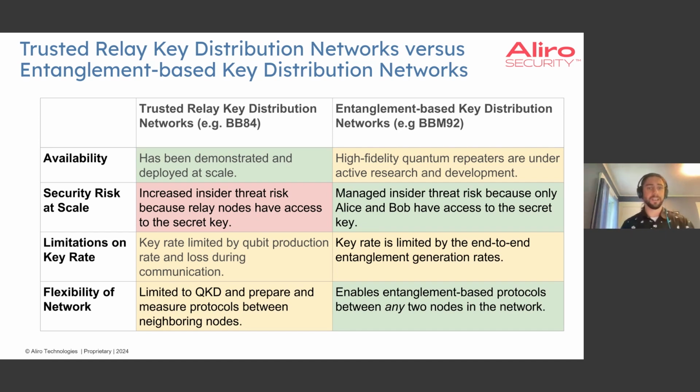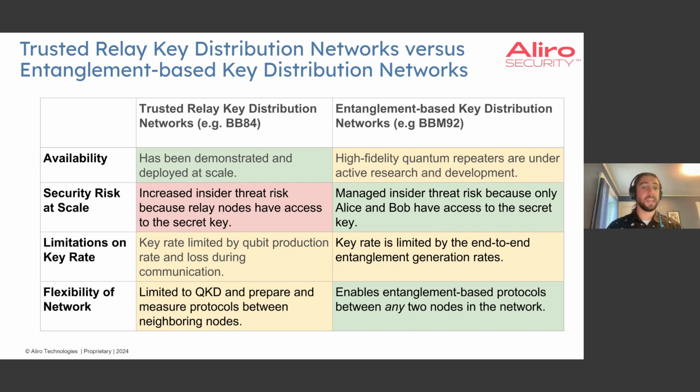The second row addresses security risk as the network scales. On the trusted relay distribution, you actually need to have all these intermediate relays have access to the secret key, meaning that this does not scale, as the security risk gets worse as the network scales because there's more points of the network that have the secret key. On the other hand, entanglement-based key distribution networks don't share a secret key with intermediate nodes, meaning that the insider threat risk is managed and the security of BBM92 or BB84 is just as strong in the bipartite case as it is in the network case.